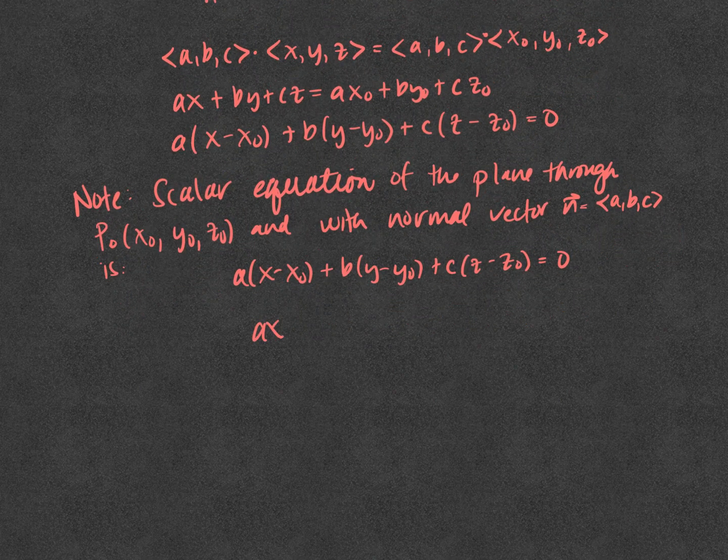So that means we can end up with a general form. We can rewrite and put a general form: ax plus by plus cz plus d equals 0. And this is called a linear equation in x, y, z.